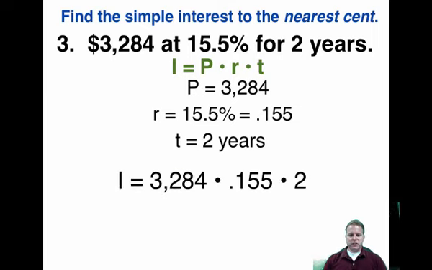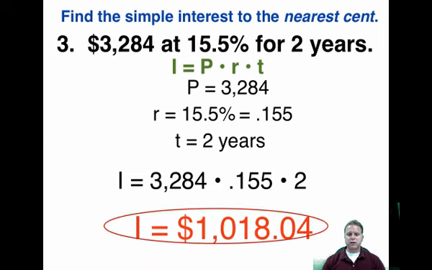So we're going to do 3,284 times 0.155 times 2, which means that our simple interest would be $1,118.04. How much would we have to pay back? We'll take that, add it into the 3,284, and that looks like to me like it's going to be $4,302.04 if I'm not mistaken. Doing that in my head.